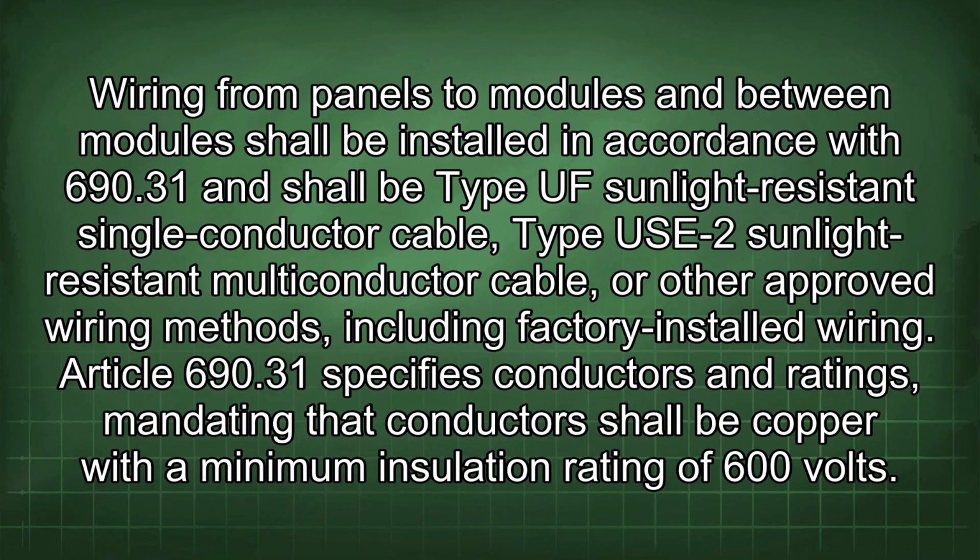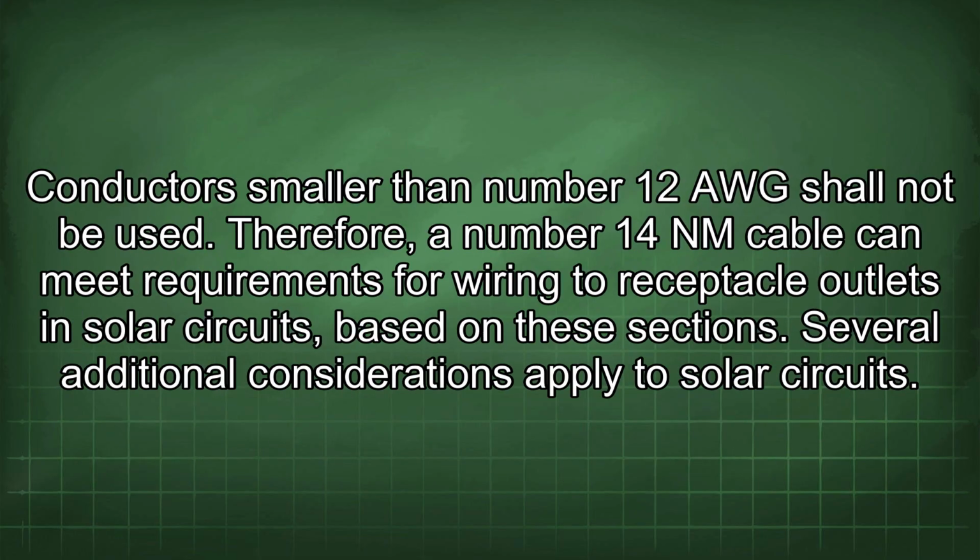factory installed wiring. Article 690.31 specifies conductors and ratings, mandating that conductors shall be rated with a minimum insulation rating of 600 volts. Conductors smaller than number 12 AWG shall not be used. Therefore, a number 14 NM cable can meet requirements for wiring to receptacle outlets in solar circuits based on these sections. Several additional considerations apply to solar circuits.